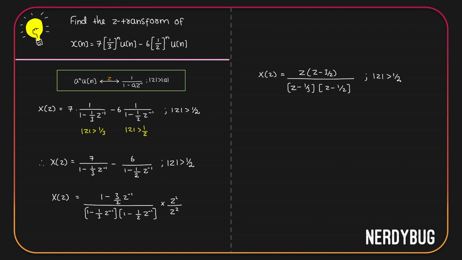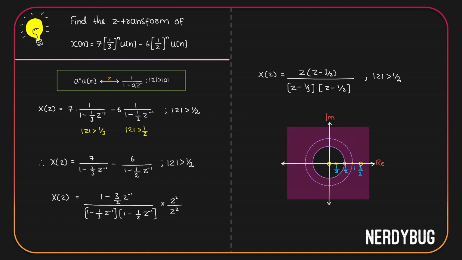Now we can clearly see all the poles and all the zeros. We have a zero at z equal to 0, and one at 3/2. We have a pole at 1/3 and another pole at 1/2. If we plot the ROC on a z plane, this is how it will look.